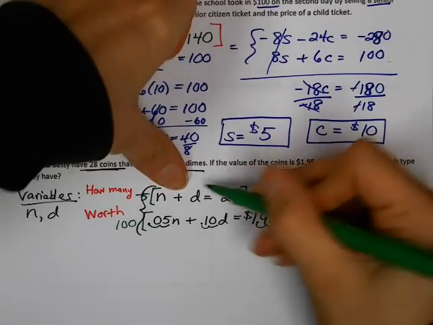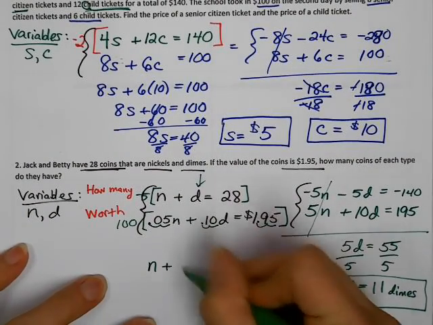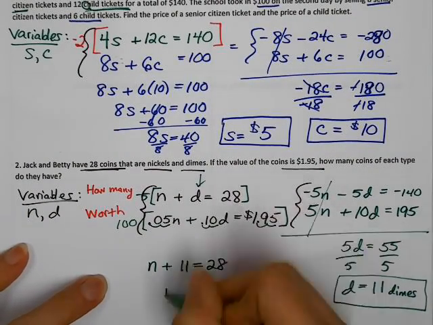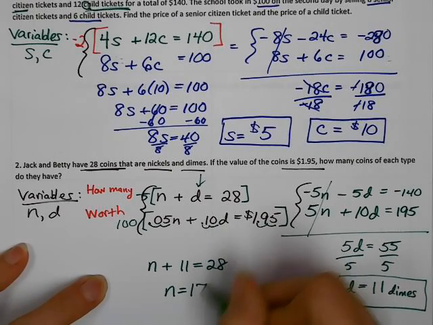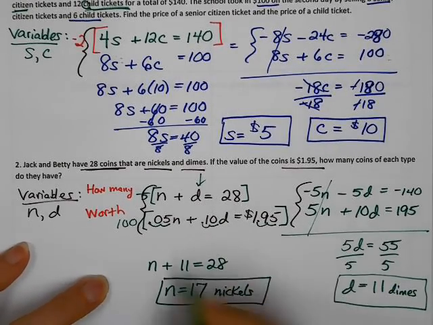I'm going to plug into this top equation. That one looks a lot easier. n plus 11 equals 28. And how many nickels do we have? 17. So again, we don't have any half nickels.